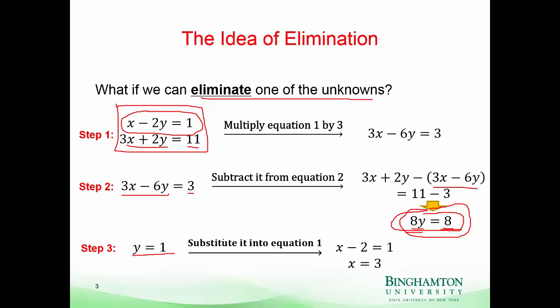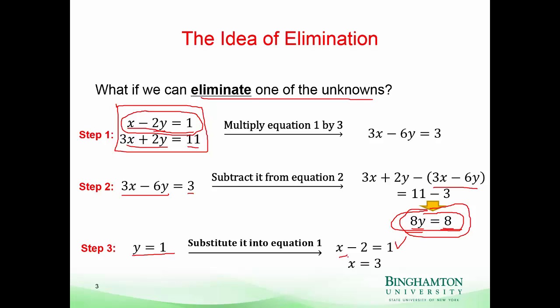And so now we substitute that solution back into equation 1. This step is called back substitution. So the first step is eliminating one of the variables, in this case x, and then we back substitute into equation 1 and solve for the other. Once we substitute y equal to 1 into the first equation, we get 2 times 1. So this equation now becomes x minus 2 is equal to 1. And that's what we have here.